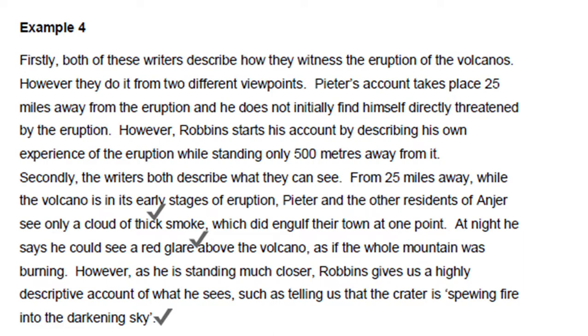Firstly, both of these writers describe how they witnessed the eruption of the volcano. However, they do it from two different viewpoints. Peter's account takes place 25 miles from the eruption and does not initially find himself directly threatened. However, Robin starts his account by describing his own experience of the eruption while standing only 500 metres away from it. Right, I'm hoping you can see what's wrong there.